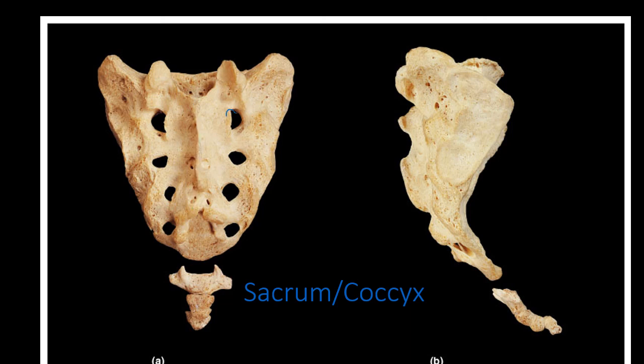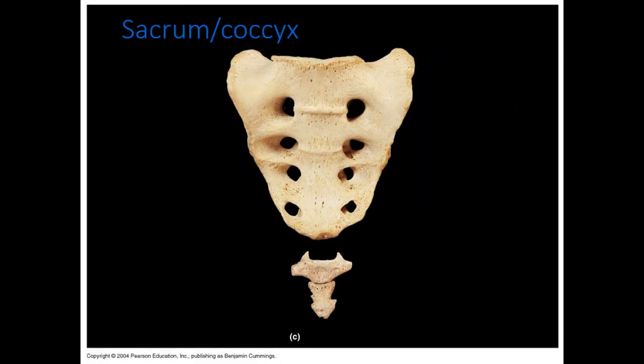We have posterior sacral foramen. We have the auricular surface. This is where the sacrum is going to articulate with the pelvis. On the anterior view, we can see the anterior sacral foramen on there. We have the sacral ala, the wings sticking out the sides. And then we have what essentially amounts to the body, or the sacral promontory, and that's sitting on the top there.